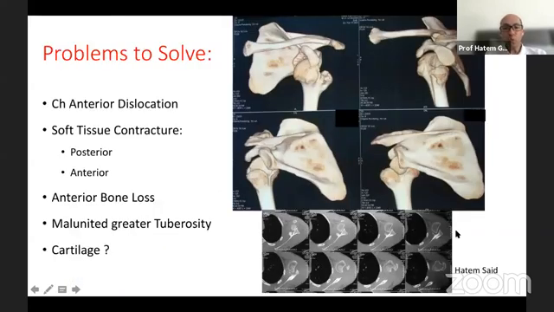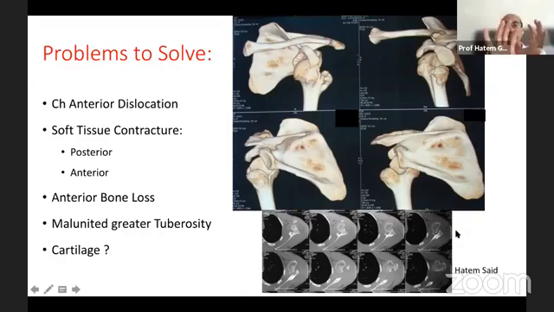So when the patient wanted to have the surgery, we started analyzing all the problems. We started with the left side. So we have the chronic dislocation. Definitely that led to soft tissue contracture. Both posterior soft tissues are contracted because it's dislocated, so it's slightly in internal rotation. He does not have any internal rotation. So your posterior soft tissue structures are contracted.